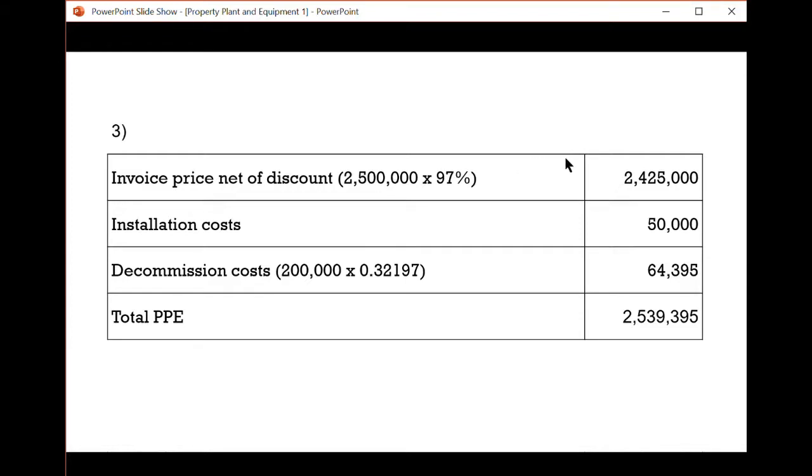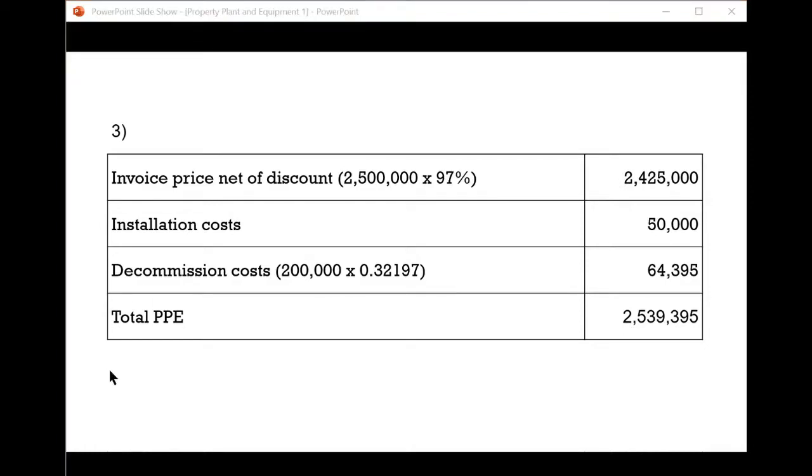So that would be 2,425,000. And then you have the installation cost of 50,000. And you have the decommissioning cost. You have 200,000 times the present value factor for how many years? 10 years at 12%. So the total PPE is 2,539,395. Okay? Let's proceed to number 4. If you did not answer this, then you are not familiar with these items.